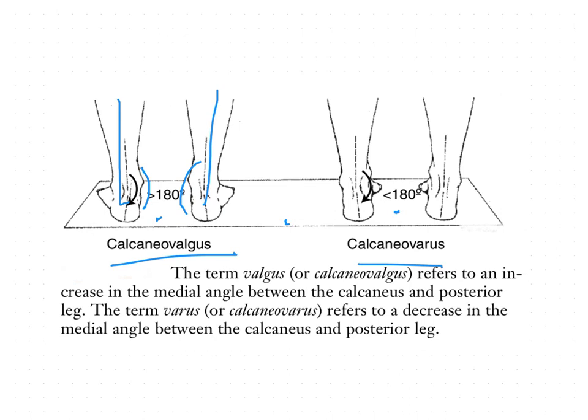Whereas valgus and varus we use to describe the position of any two bones with respect to any axis. For example, here we have taken calcaneo-valgus and calcaneo-varus. So these are all the terminologies which are used in the ankle and foot complex.